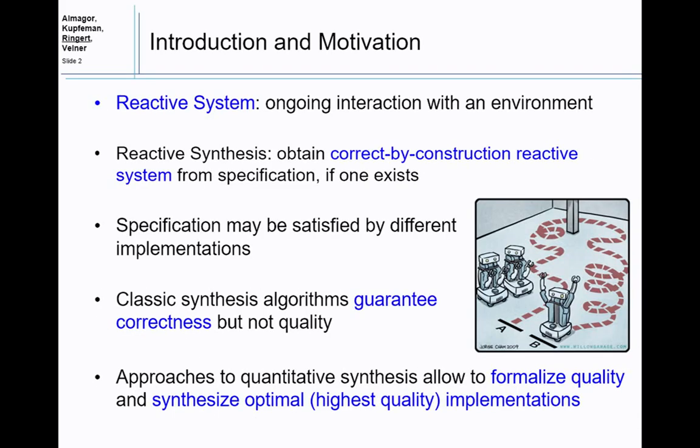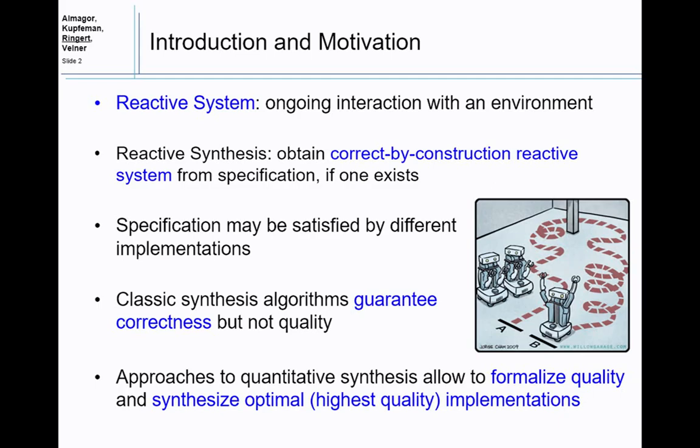And the general setting is, again, reactive systems. So we have some system that reacts with its environment, like these robots. They get some inputs, and they produce some outputs, like where they are going. Then in reactive synthesis, we are given a specification, for example, go from A to B. And we ask the synthesizer to give us an implementation of the system that satisfies the specification, if one exists.